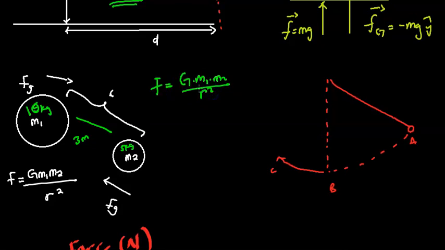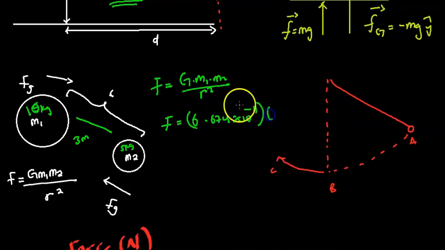In this case, our G is the gravitational constant, and we are going to substitute everything to see how we can solve this problem. In this case, we are going to get the F, which is going to be what? The gravitational constant is simply going to be 6.674 exponential negative 11.